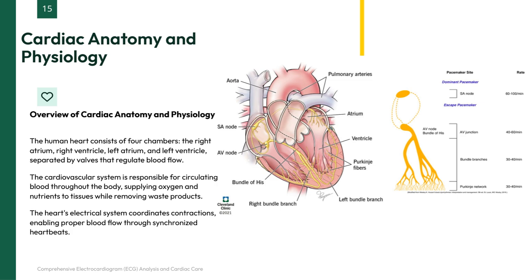A key part of this process is the heart's electrical system, which controls the timing of contractions, allowing the heartbeats to be well coordinated and efficient. This synchronization is essential for maintaining proper blood flow and overall cardiovascular function.